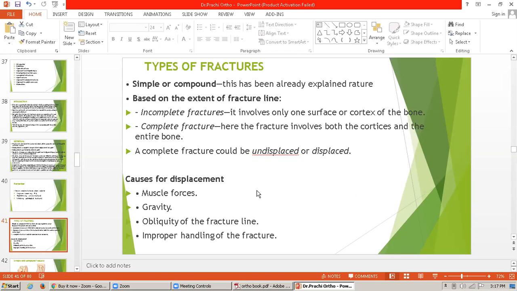So next is the types of fractures. So simple or compound. This has already been explained. Based on the extent of the fracture line, there are two types of fracture, that is incomplete fracture and complete fracture. So incomplete involves only one surface or the cortex of the bone.